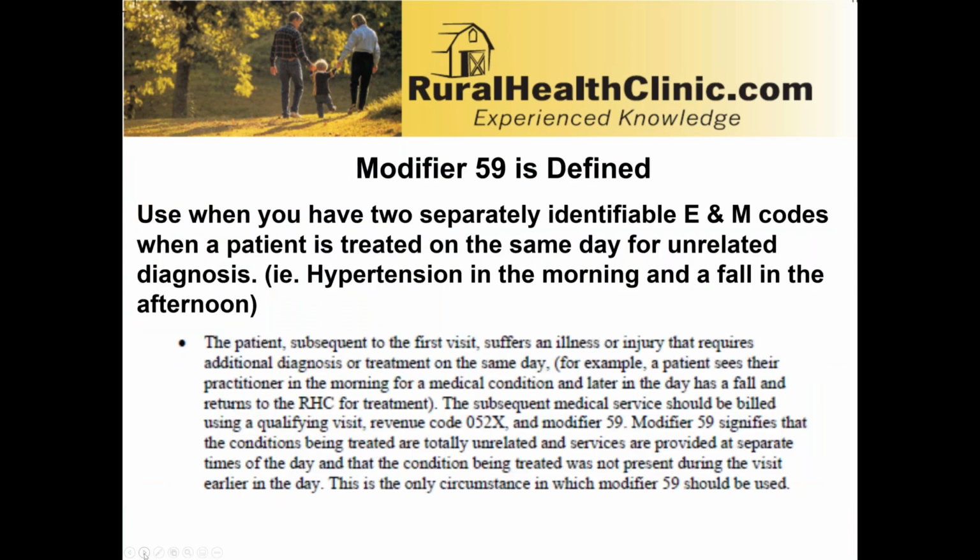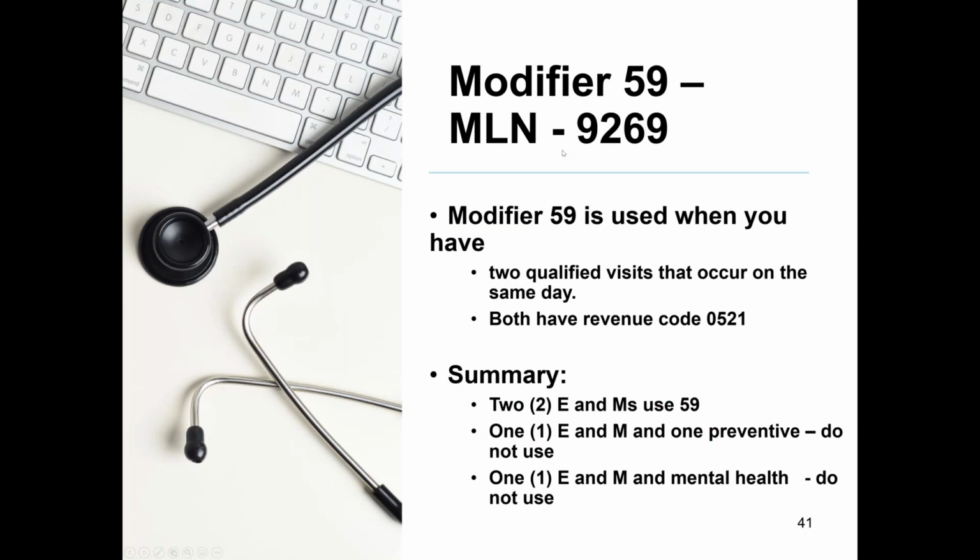That's 2 all-inclusive rates. What about when you have a patient that comes to see you in the morning, and you treat them for high blood pressure or whatever you do, and then they have an accident and they come back in the afternoon with a laceration? That's going to be a modifier 59. That's the only time you're going to use that modifier. So to summarize, we use a modifier 59 for 2 qualified visits that occur on the same day, and they're both going to have the same revenue code, 0521.